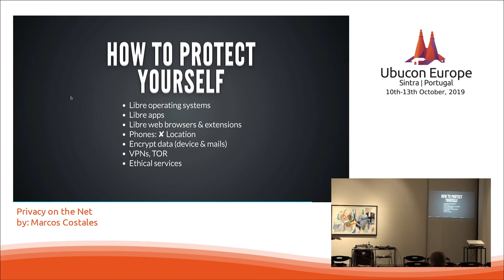You could disable the geolocation in your phone. You could encrypt your partitions, for example, if you lose your phone or your laptop, or you could encrypt your emails. That would be really interesting. You should use VPNs. Never connect to a public Wi-Fi, because you can be hacked. And you could even use a Tor network.